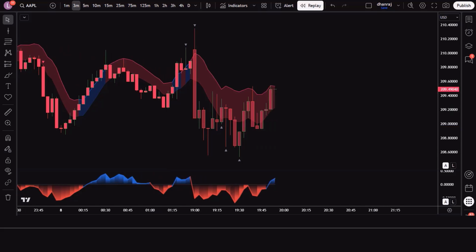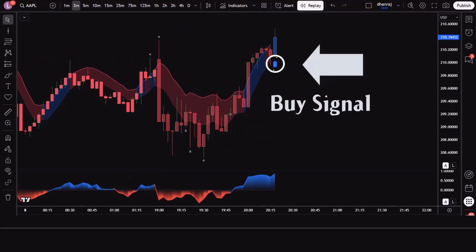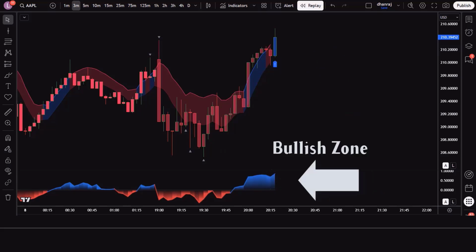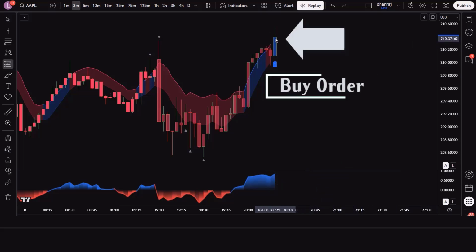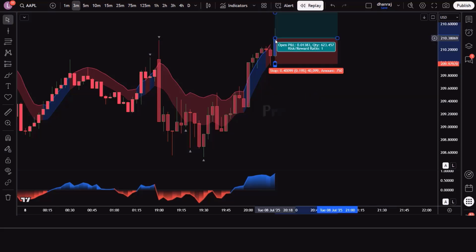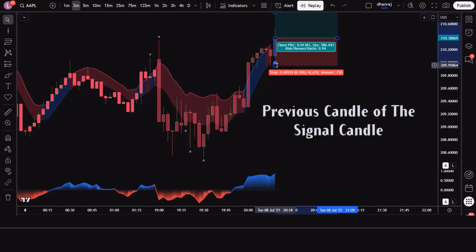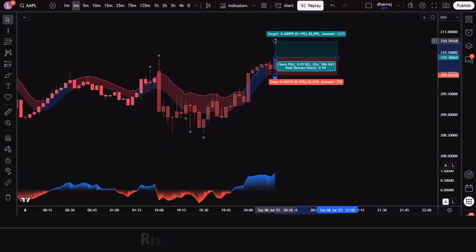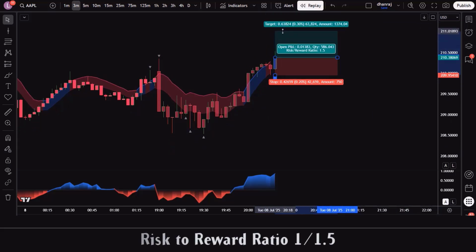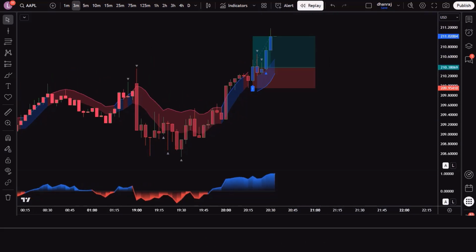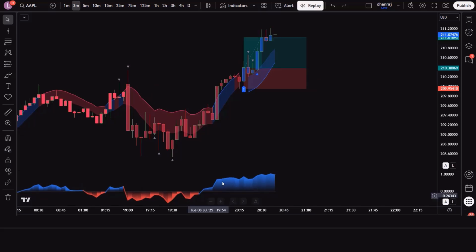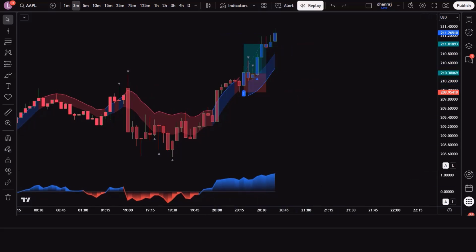Let's see how we use these trading setups. When the market structure algo indicator gives us a buy signal, the chandelier exit oscillator indicator should be in the bullish zone, and the market forms a bullish candle. If this condition is fulfilled, then we will place a buy order. Our stop loss is to be placed at the previous candle of the signal candle. And the risk to reward ratio will be 1:1.5. The market has completely hit the target. I hope you must have understood this trading strategy.